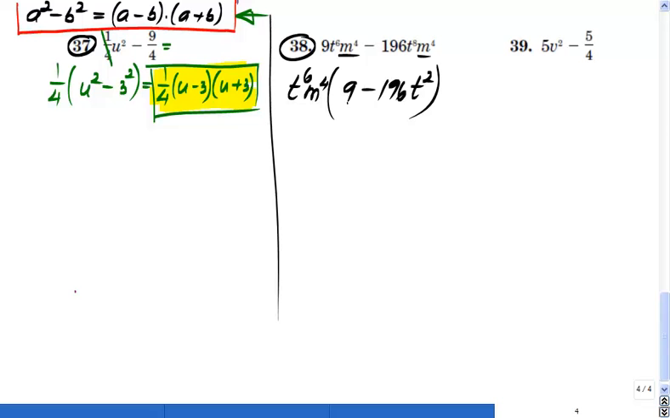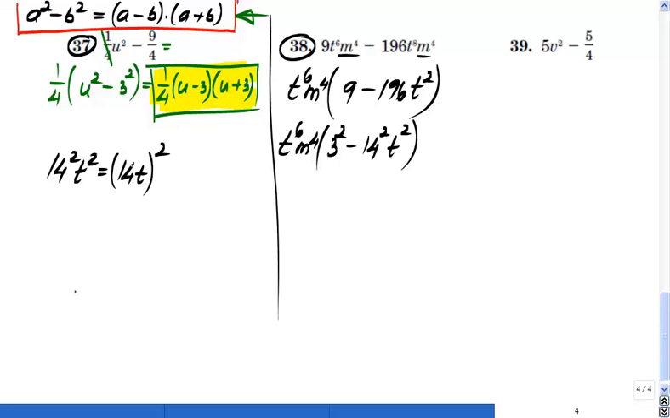And that's it, right? But 9 is 3 squared. Let's rewrite this thing. So I will have t to the 6th m to the 4th multiplied by 3 squared, because 9 is my 3 squared, minus 196 is actually 14 squared, t squared. Okay, you guys see it now? That 14 squared t squared is actually what? 14t everything squared. That's a square. It's squared. So I can use the difference of the squares formula that's up here, and I can write everything.